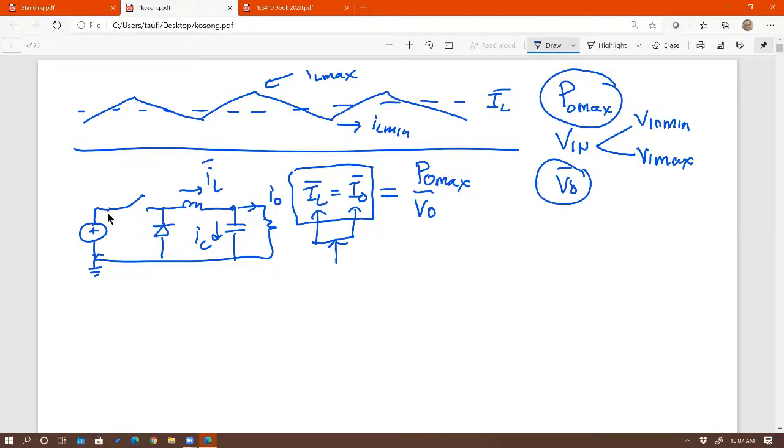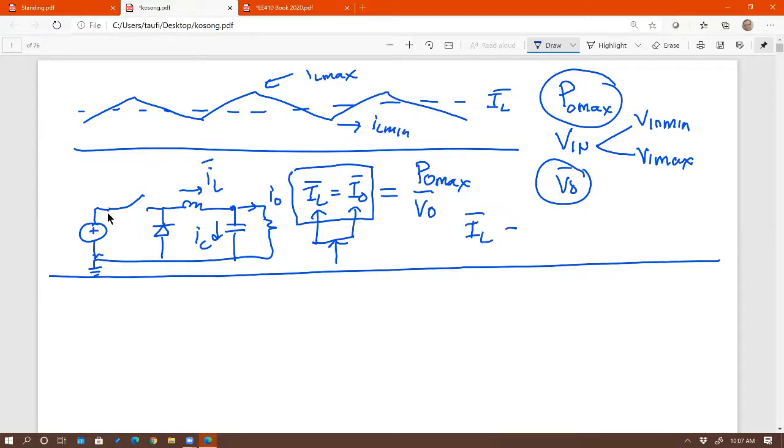I had a question. Sure, go ahead. We're ignoring IC because ESR is so insignificant. Is that correct? It's not. We're not ignoring IC. We're looking at the average value. So IL average is equal to IC average plus I out average. What is the average current value through the capacitor? 0. Yes, amp-second balance.